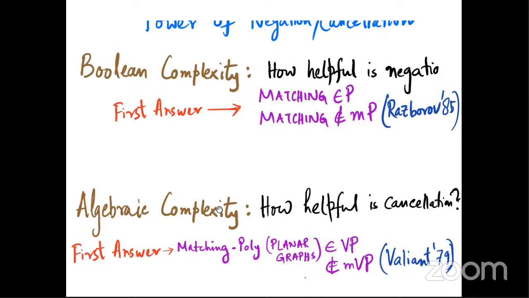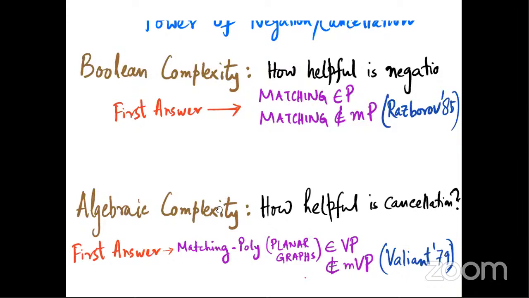Now, matching features in the algebraic context as well. If you look at what are called matching polynomials, what do I mean by a matching polynomial? I'll just give you a brief overview. If I give you a graph, there is a matching polynomial of that graph. This polynomial has a variable associated with every edge of the graph, and I only consider multilinear monomials. Each multilinear monomial naturally encodes a subset of edges, and this monomial will be present with coefficient 1 if it corresponds to a perfect matching.